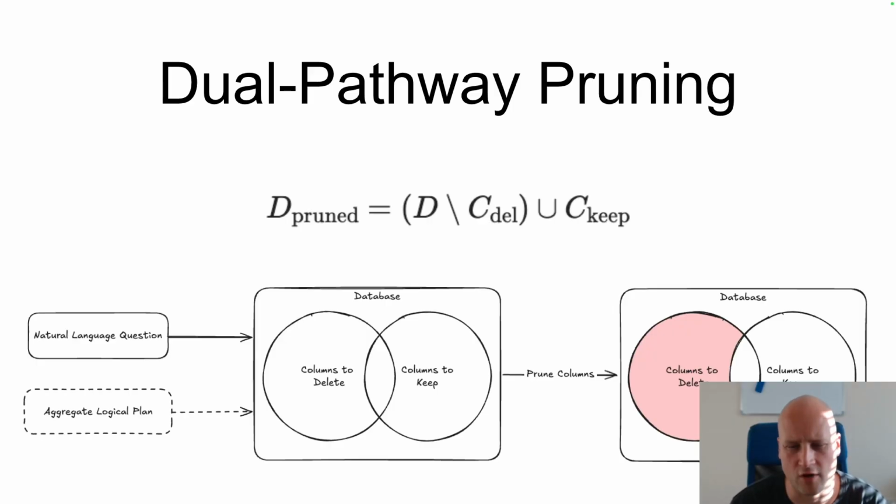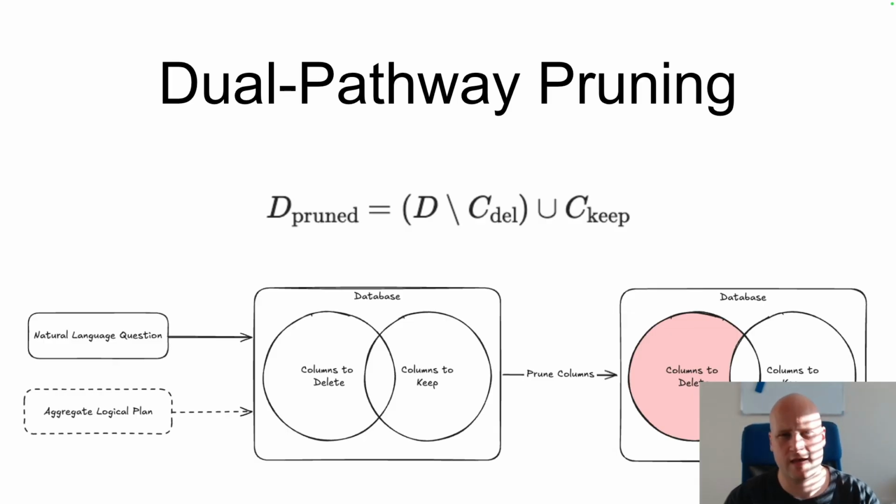The next technique from Apex-SQL that we're going to discuss in this video is dual pathway pruning. Dual pathway pruning tasks an LLM with creating a preservation set of tables and columns that it believes to be relevant to the natural language question, and it tasks the LLM with creating a deletion set of tables and columns that it believes are obviously irrelevant to the natural language question.